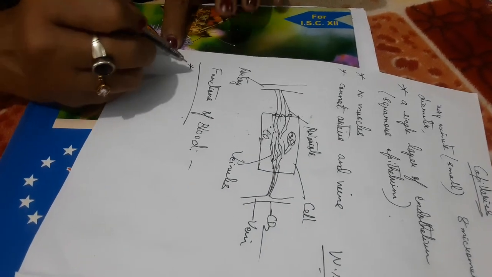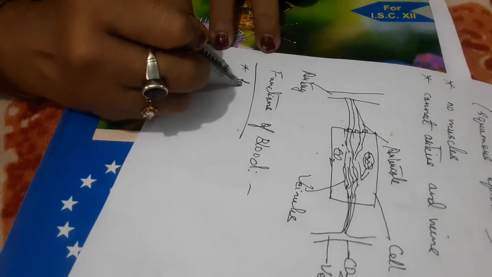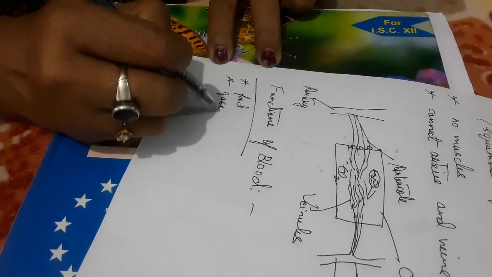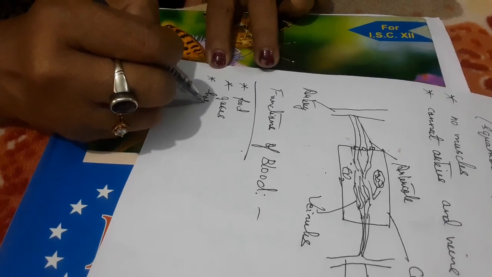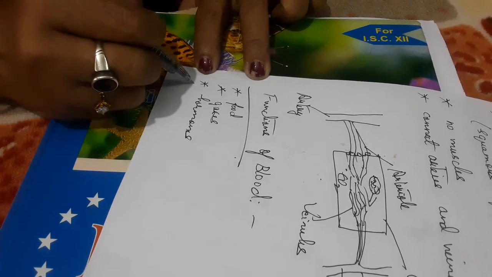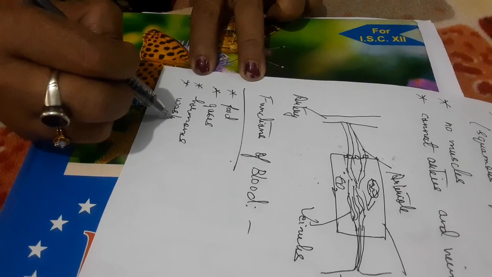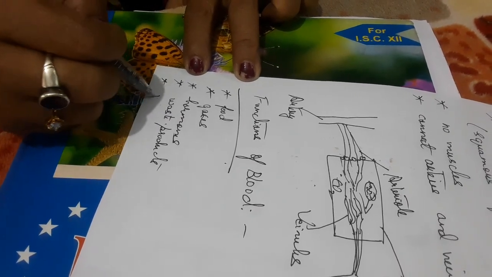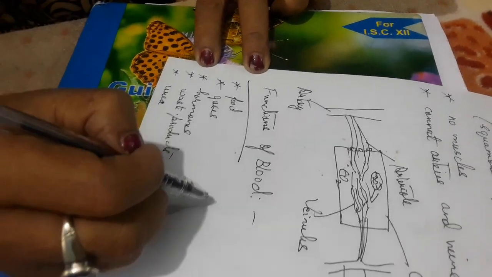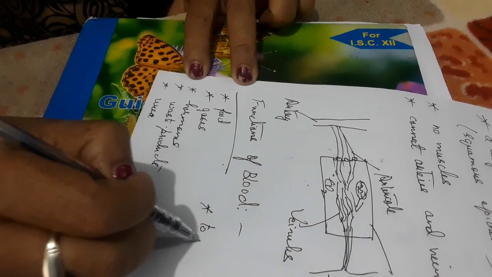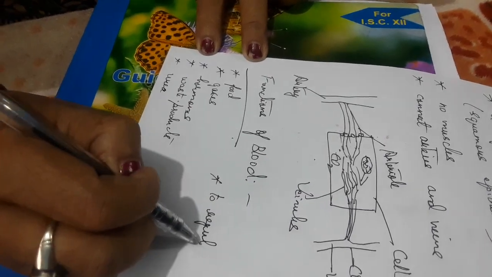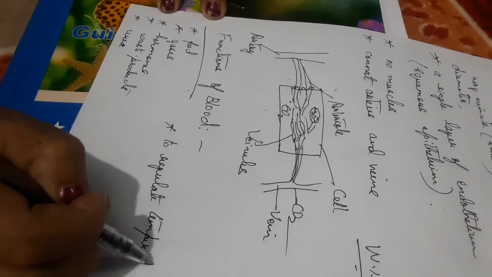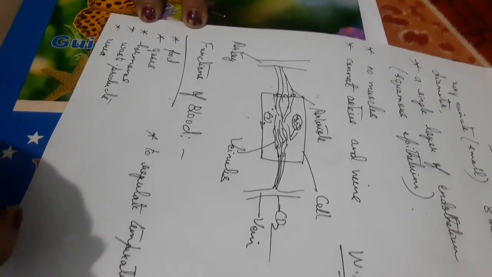Functions of blood: they help to carry digested food, gases, hormones, waste products, urea, as well as they help to regulate temperature. These are some of the important functions of blood.